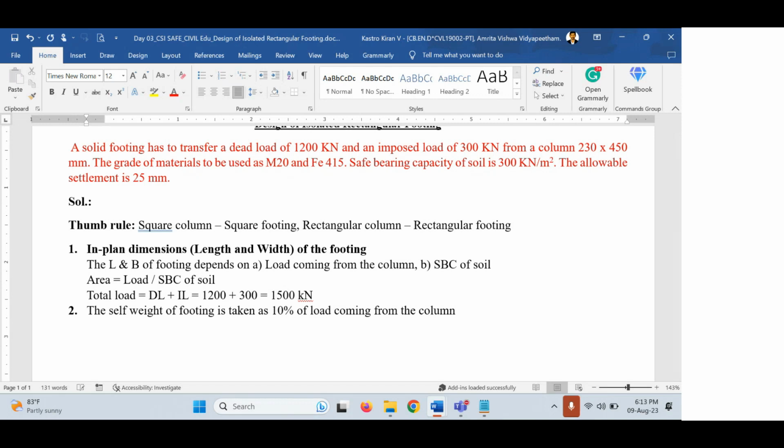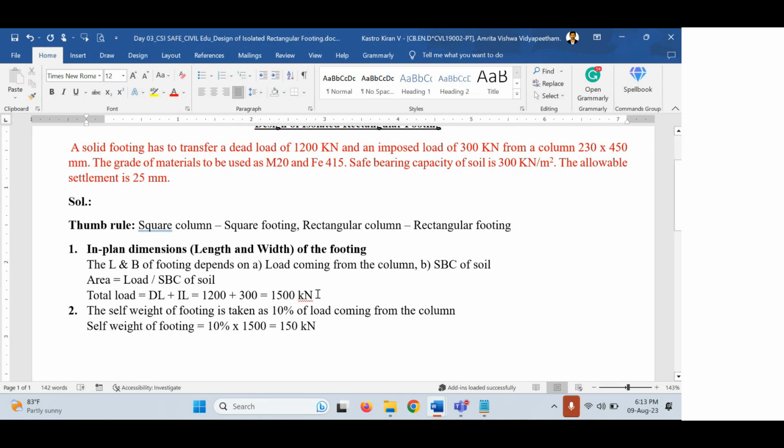Therefore, self weight of footing equals 10% of the total load. What is the total load? The total load is 1500 kilonewtons. So it will become 150 kilonewtons. Okay, this is 150 kilonewtons. So now, how much load is coming onto the soil now?